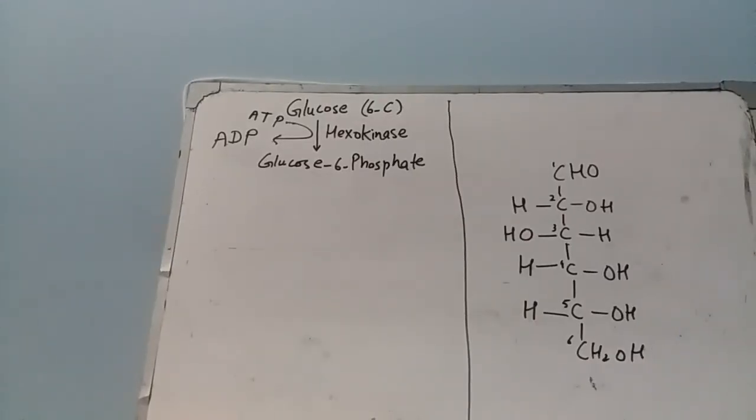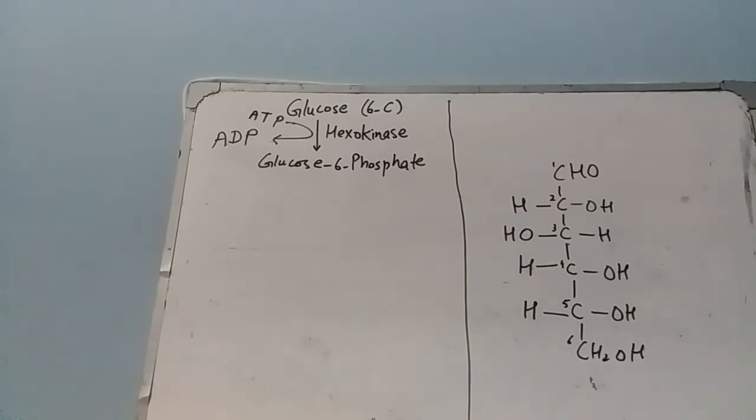Now I am showing the steps of glycolysis. In the first step, the glucose, which is a 6 carbon compound, is converted into glucose 6 phosphate, and the enzyme used here is hexokinase. The glucose molecule utilizes ATP from the cytoplasm, and the inorganic phosphate attaches to carbon number 6. So glucose is converting into glucose 6 phosphate.